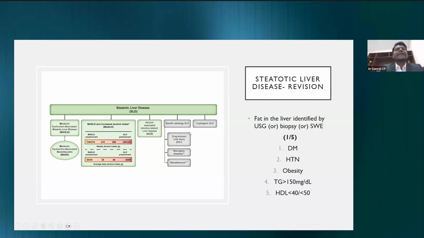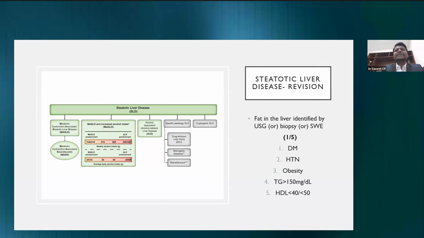For example, a patient who has CAM or some drug-induced liver injury can come in the entity of specific etiology steatotic liver disease, or some monogenic disease such as hepatitis B, hepatitis C, Wilson's disease, celiac disease, malnutrition. They all come under this specific etiology. The patient should not have taken alcohol, and should not have any metabolic dysfunction. If we are negative for all the things we have looked for and still there is fat in the liver, then they get characterized as cryptogenic SLD.